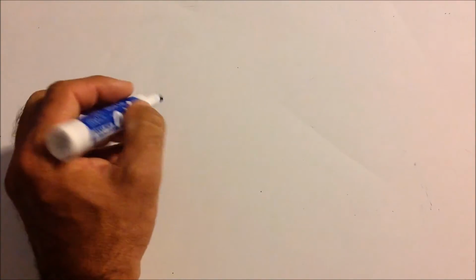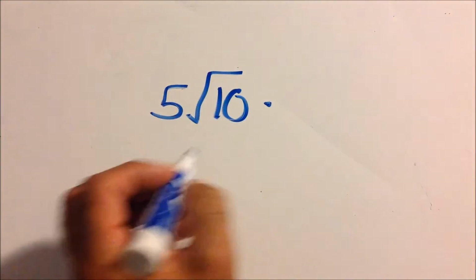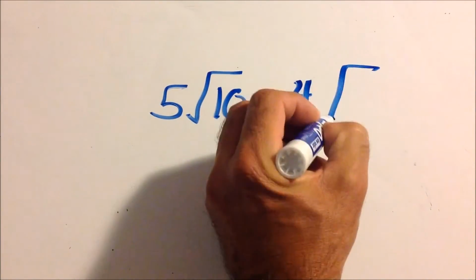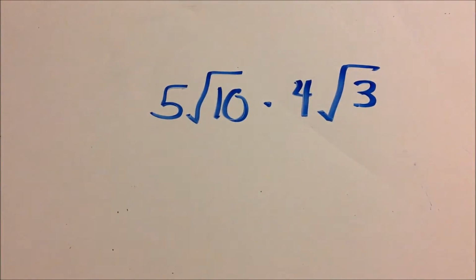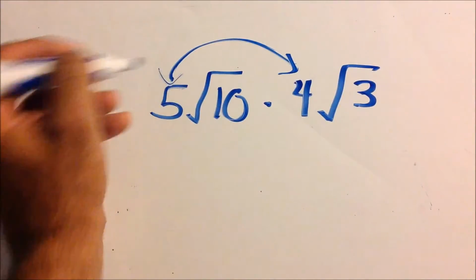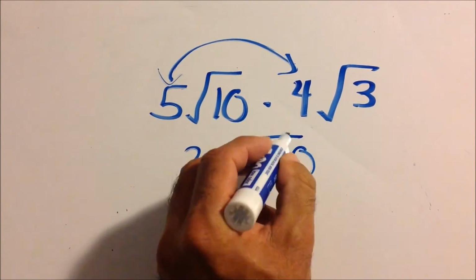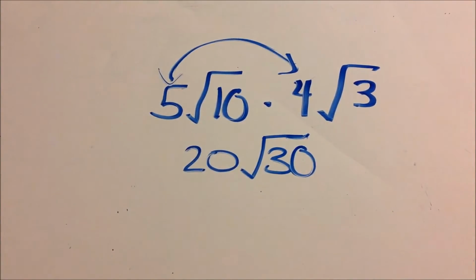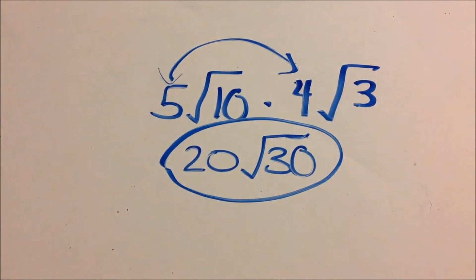So let's try another one. What if I had 5 square root of 10 times 4 square root of, let's say, 3. What did you get? Again, you multiply the integers, so you would have 20 square root of 30. Now, can you go further? Nothing else helps you here, so you just leave it like that.